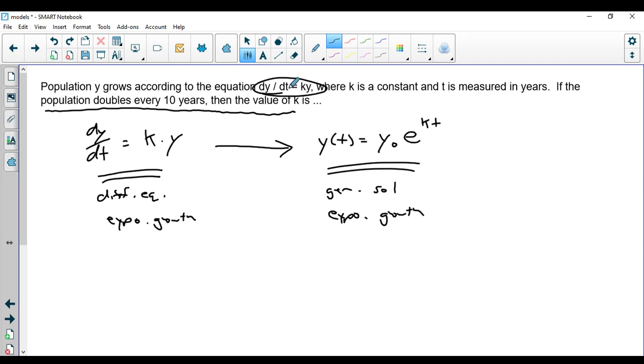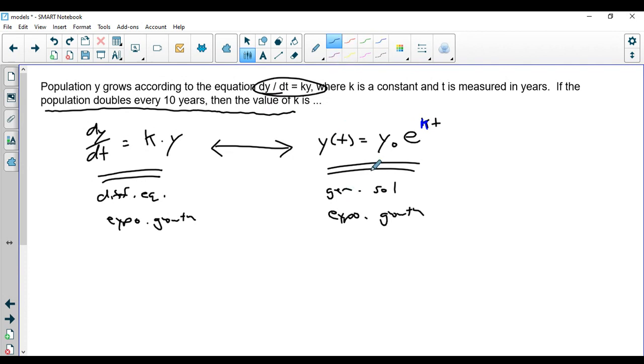If you're given this, you can say that. Likewise, if you were given this, you can say that. It's like a two-way street here. They go together. So now how do I answer this question? What's the value of k? I'm trying to figure out what this is if the population doubles every 10 years.